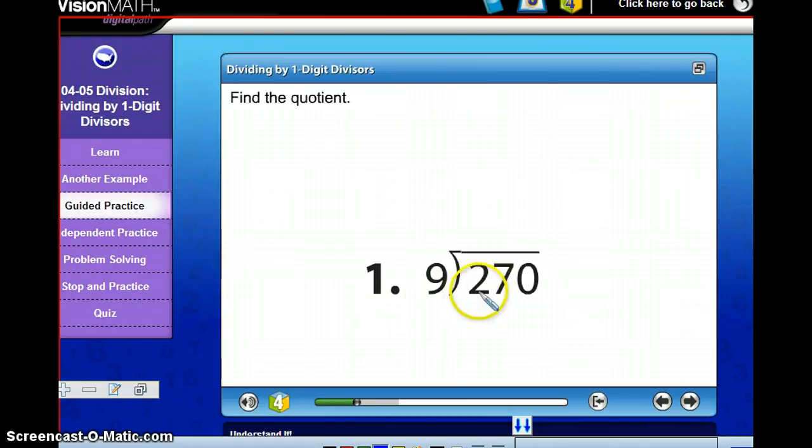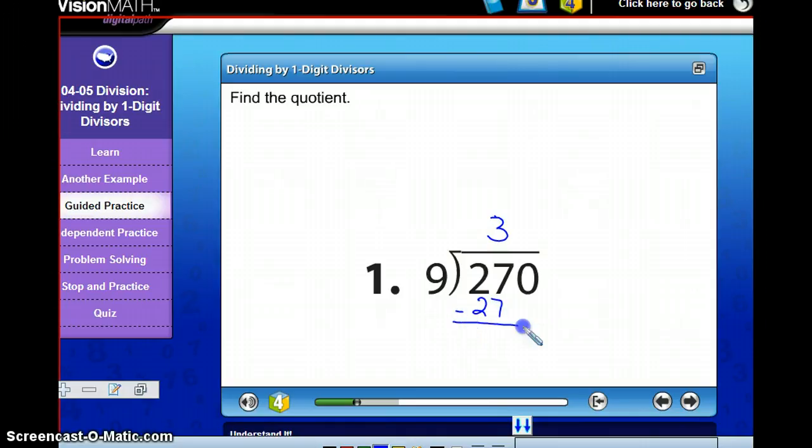Can 9 go into 2? No. In other words, can we take 2 divided by 9? No, because the divisor is larger. So we're going to look to the tens place. Can 27 be divided by 9? Yes. And 9 times something equals 27. What is that? Paige? 3. Okay, so my 3 goes above the tens place. 9 times 3 is 27.